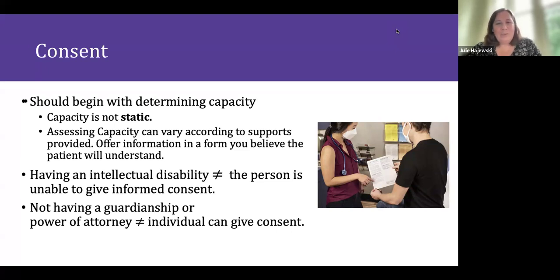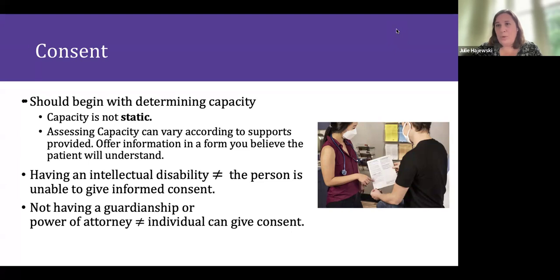If you have an intellectual disability, it doesn't mean you are not able to give informed consent. Vice versa, just because you don't have a guardianship or power of attorney doesn't mean that you can give consent. So it is really a nuance that needs to be assessed and evaluated within the legal tools available to you. Like, what does this person have in place? And how are they doing today? How are we going to evaluate this?